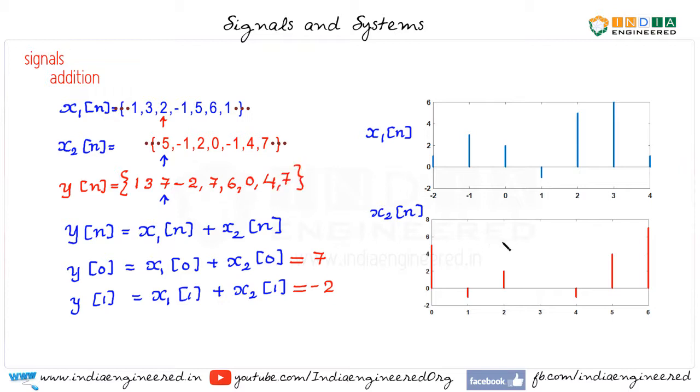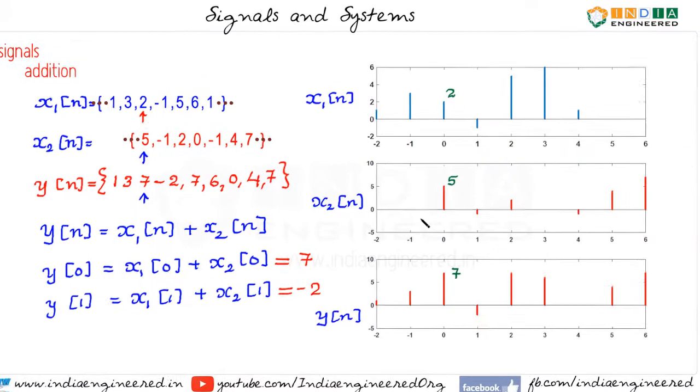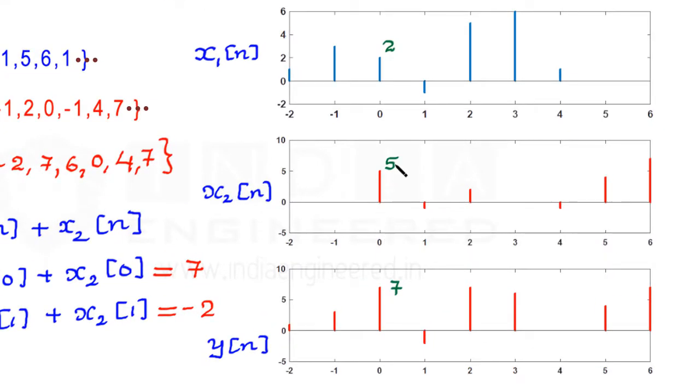We can also do this graphically. Before that, let's align these two signals here. I have replotted x1 of n, x2 of n and y of n so that they align perfectly. So here we have x1 of n, this is our x2 of n, and here we have y of n. Now at n equal to 0 the value of x1 of n is 2, and the value of x2 of n is 5, so at n equal to 0 the value of y of n should be 5 plus 2, that is 7. Similarly we can verify for other indices.